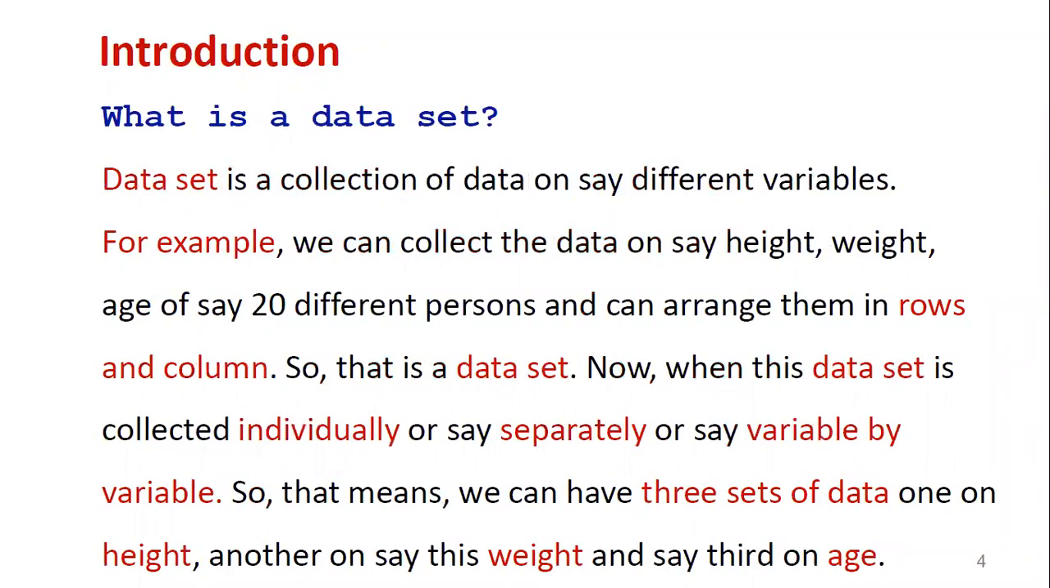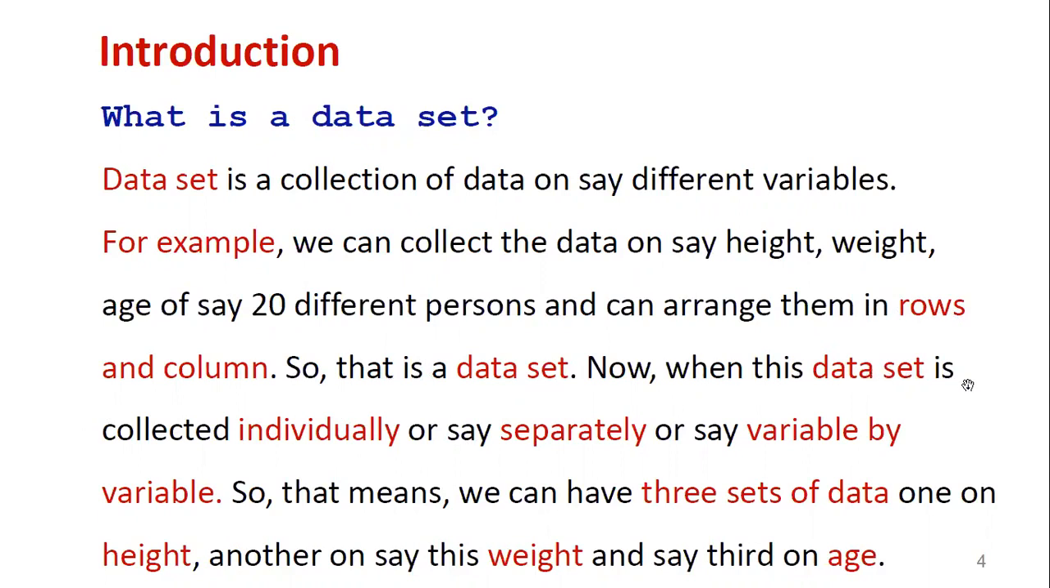Then what is a data set? A data set is a collection of data on, say, different variables. For example, we can collect the data on, say, height, weight, age of, say, 20 different persons and can arrange them in rows and columns. So that is a data set.